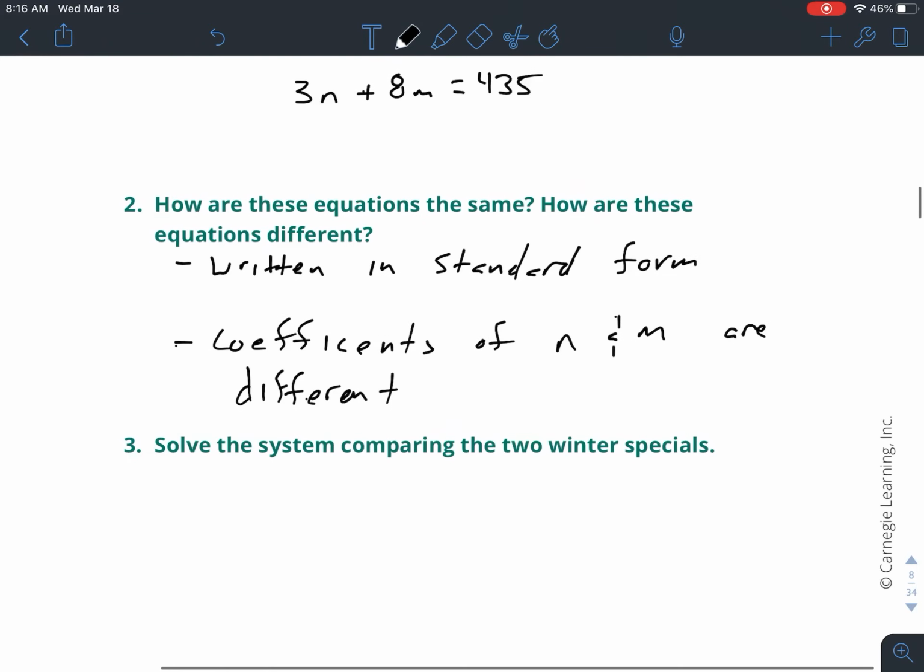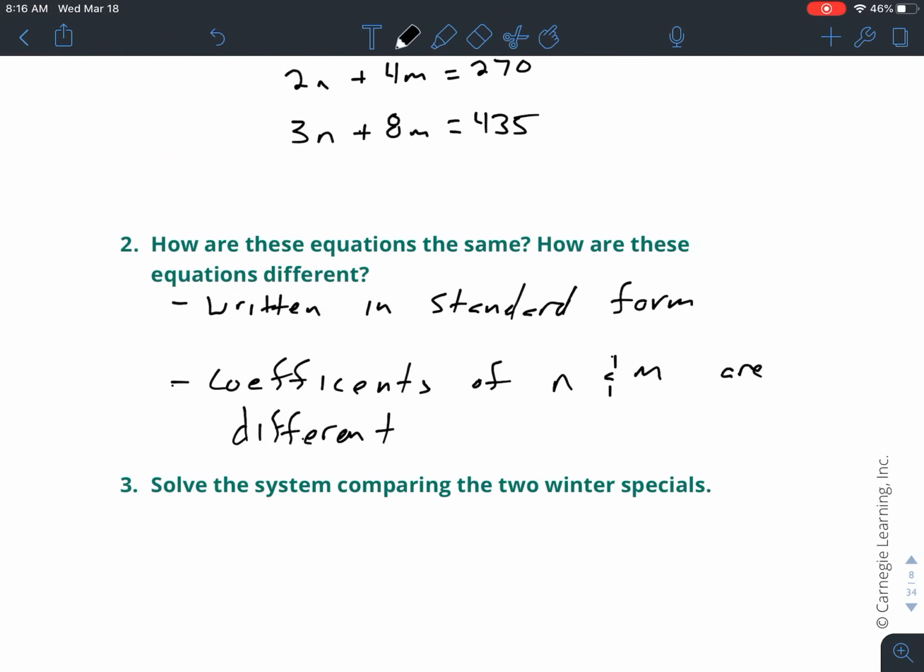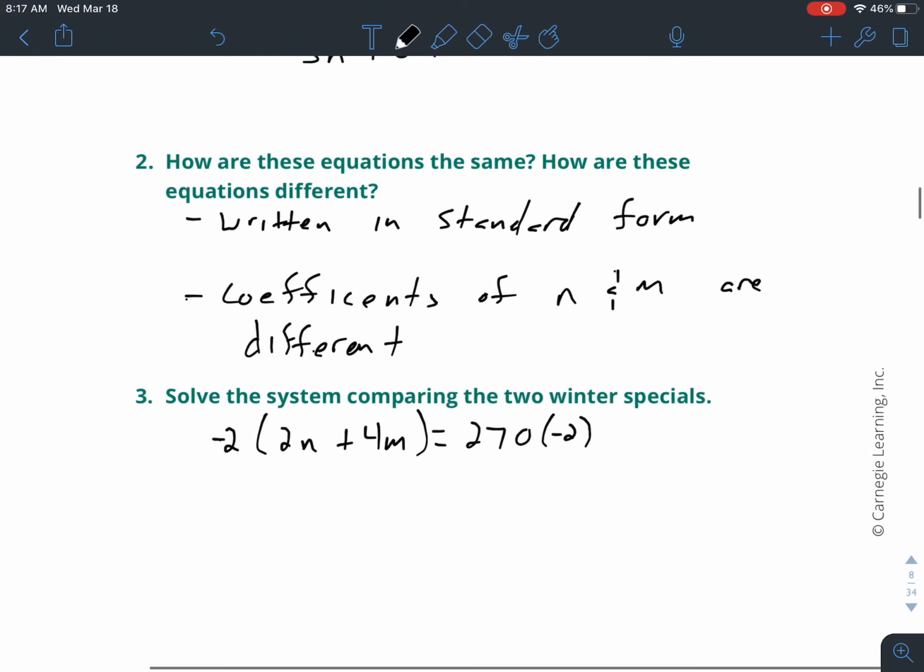Now it's asking us to solve this system of equations. So to do this, we are going to do our multiplication on it. So I'm going to rewrite the problem. Let's make the 4M into 8M. So we're going to multiply the top problem by 2, and we're going to make it actually negative 2 to make everything cancel each other. So we're going to do negative 2 times 2N plus 4M equals 270 times negative 2. And then I'll rewrite the bottom one after.